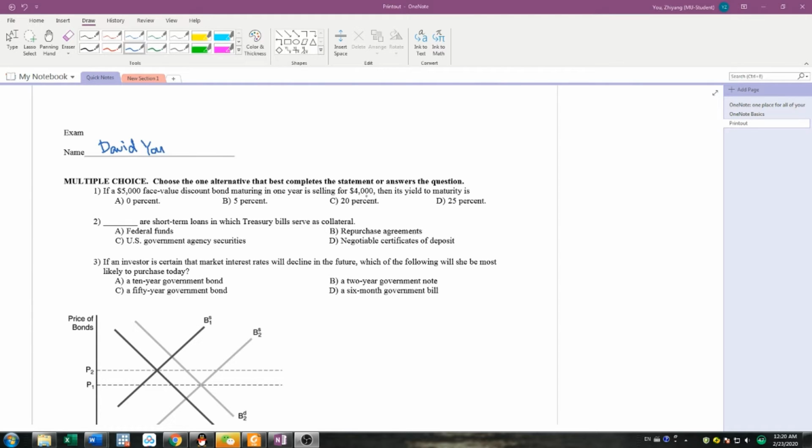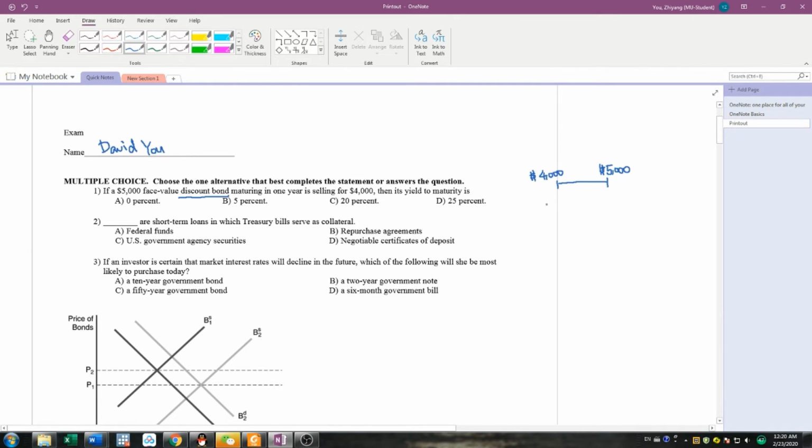Okay, so let's start. First question is, if a 5,000 face value discount bond maturing in 1 year is selling for 4,000, then its yield to maturity is what? So basically, when you take a look at the discount bond, it's pretty straightforward. I will just draw a really simple payment schedule over here. So this thing goes for 1 year, and the purchase price is $4,000. And the face value is 5,000, means a year later I'm going to receive $5,000.